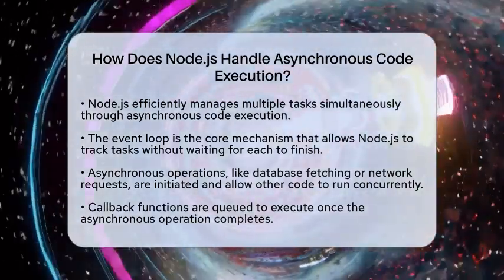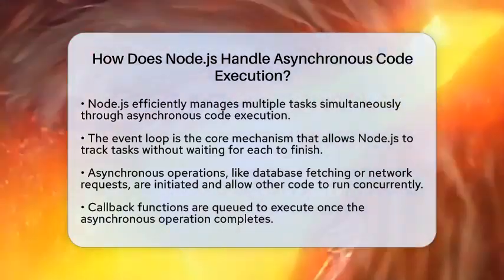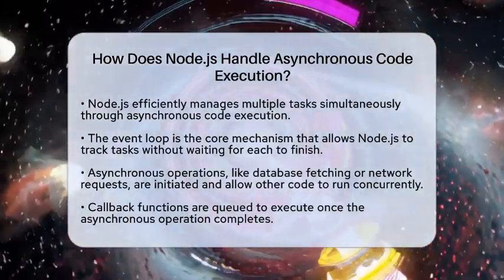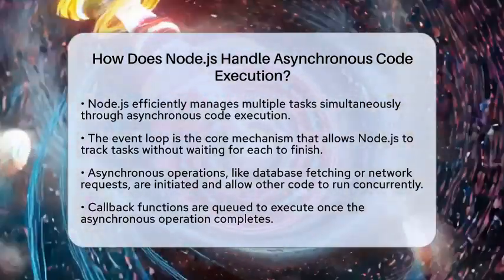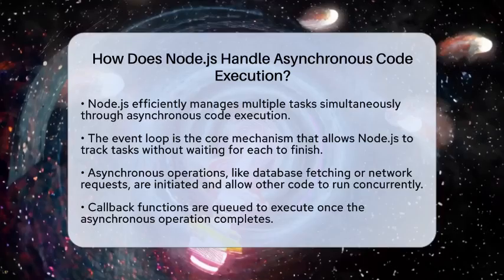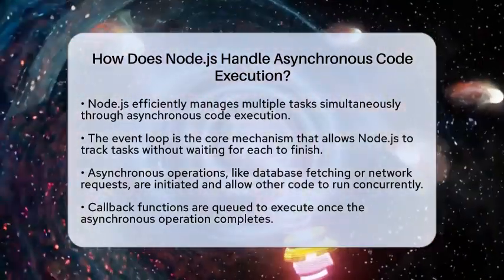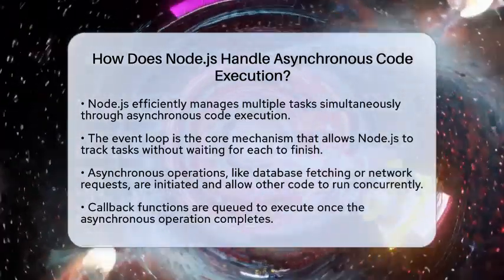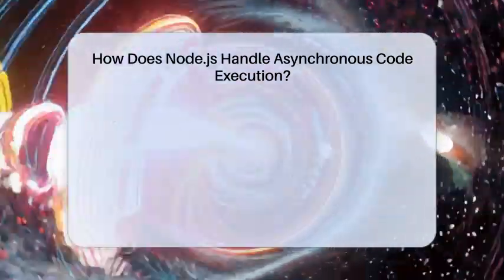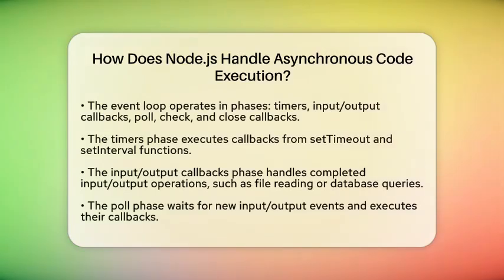When Node.js encounters an asynchronous operation, like fetching data from a database or making a network request, it kicks off that operation and immediately continues executing other code. It doesn't sit idle, waiting for the operation to finish. Once the operation is complete, a callback function is queued up to be executed when the event loop gets to it. The event loop works in a series of phases.